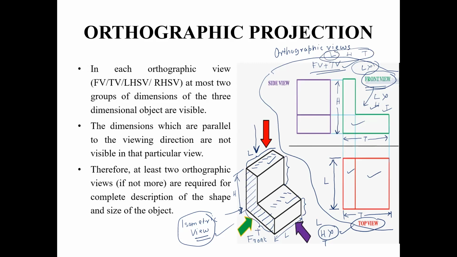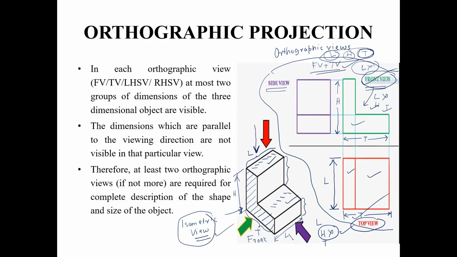Length you will get from the top view only, height you will get from the front view only, and thickness you will get in both the views. So front view alone is not sufficient for complete description of shape and size of the object. Top view alone is also not sufficient. But front view and top view taken together is giving you enough information about the shape and size of the object. You can check this for the side view also.